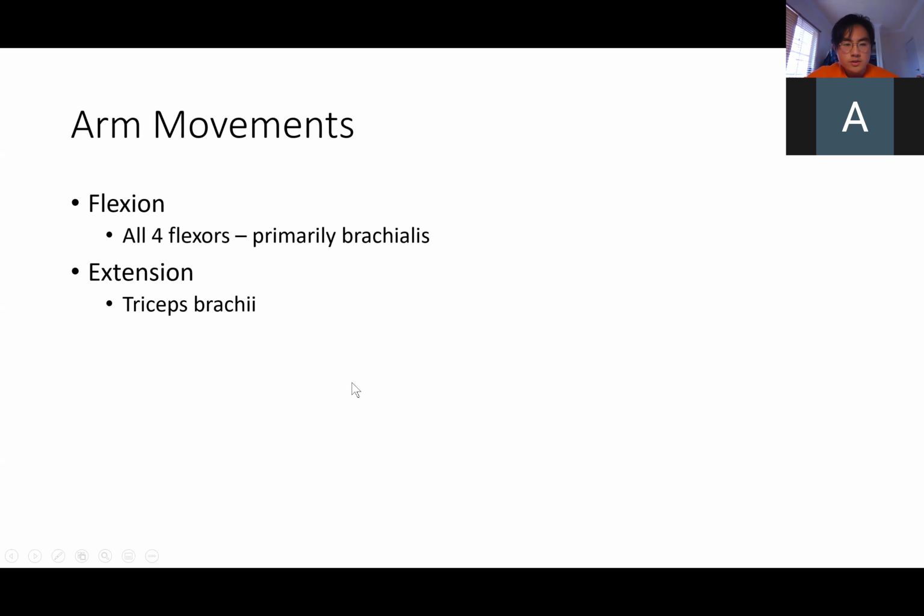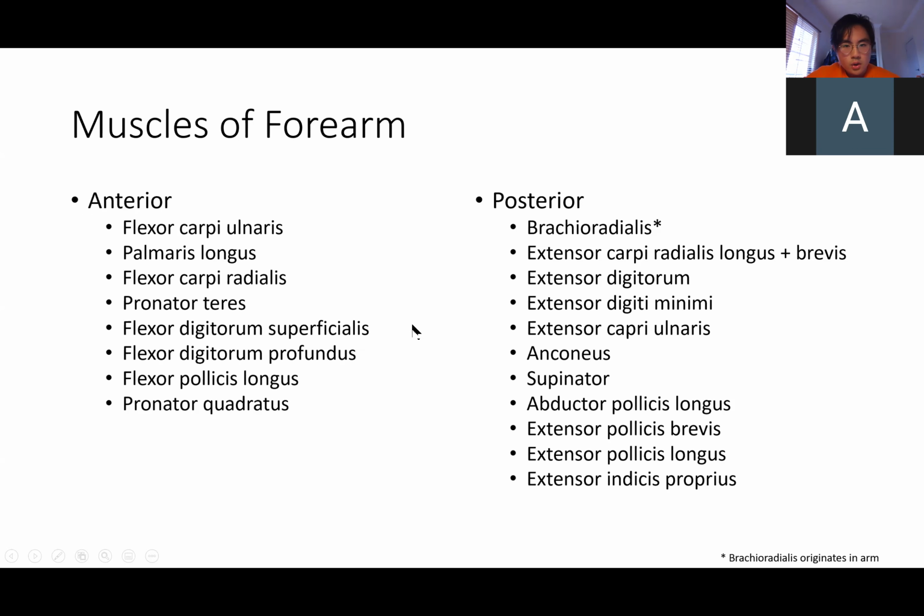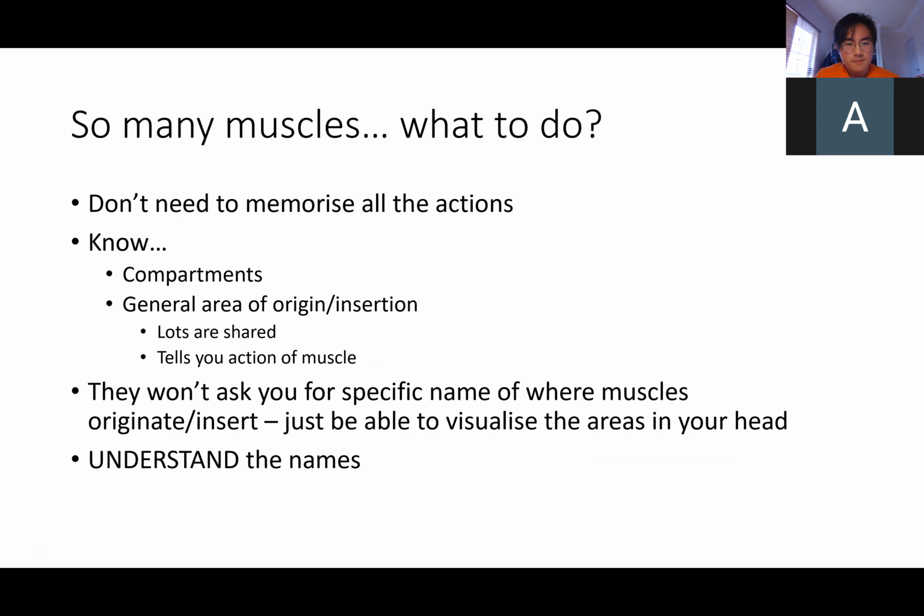If you think about origin and insertions, it makes sense. So now onto the forearm, which is like the worst part of the upper limb. Looking at this list, it's pretty intimidating. So what do we do to help us learn the forearm? We don't need to memorize all the actions. One thing you definitely need to know is what compartment each muscle is in. But studying the forearm is made a lot easier if we understand first where they originate and where they insert. Origin is really easy because lots are shared: it's either medial epicondyle or lateral epicondyle.